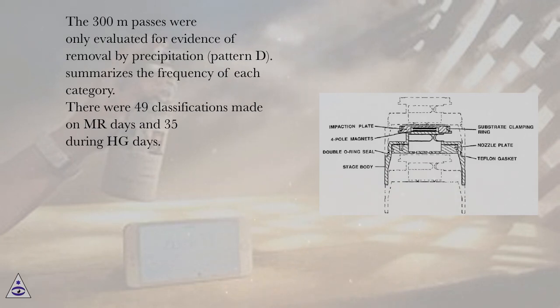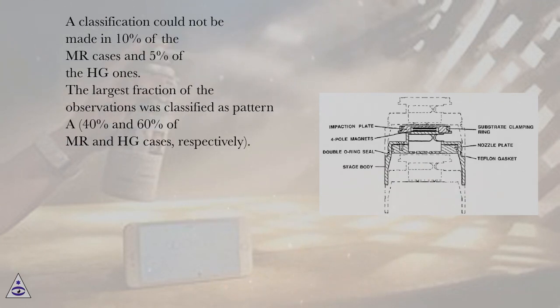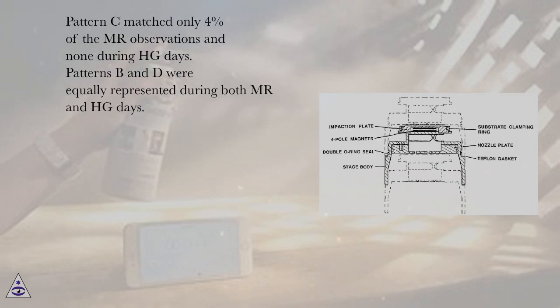There were 49 classifications made on MR days and 35 during HG days. A classification could not be made in 10% of the MR cases and 5% of the HG ones. The largest fraction of the observations was classified as Pattern A, 40% and 60% of MR and HG cases, respectively. Pattern C matched only 4% of the MR observations and none during HG days. Patterns B and D were equally represented during both MR and HG days.